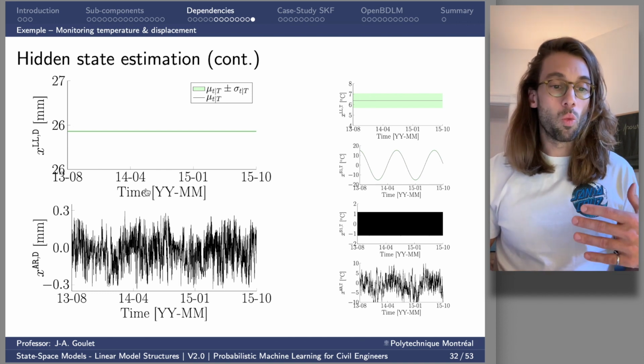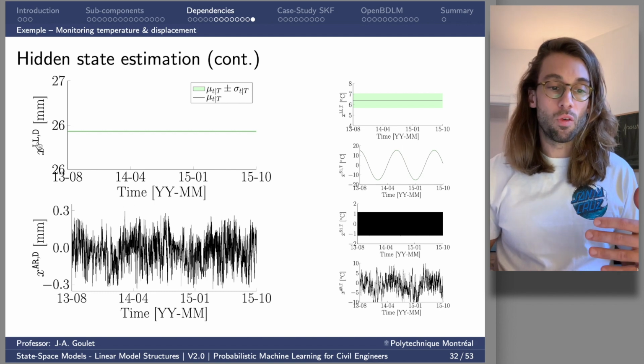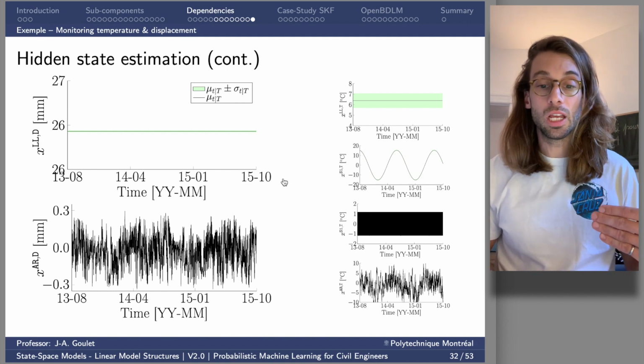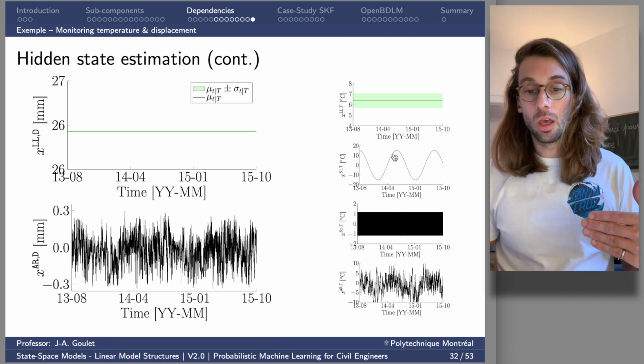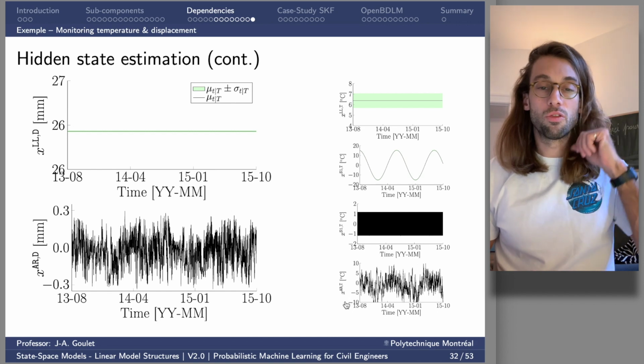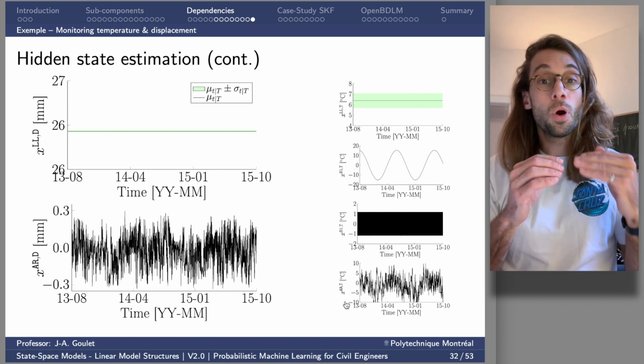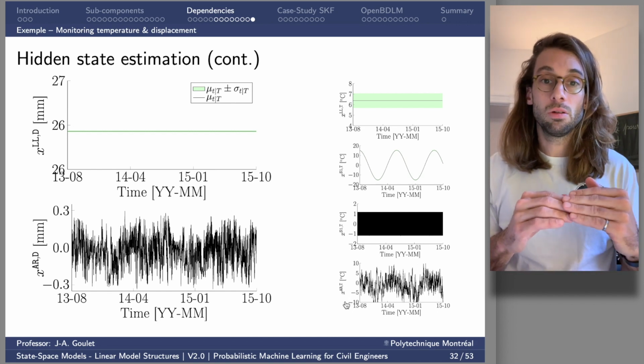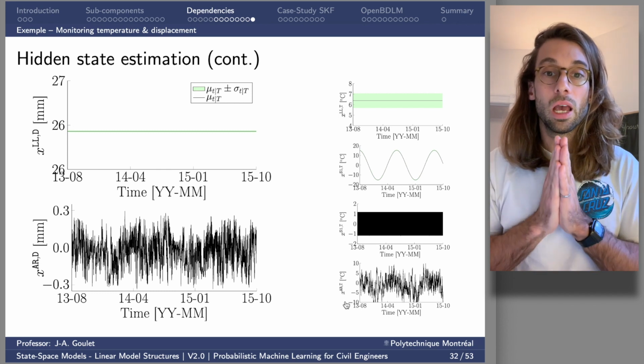So here, why don't we have any periodic phenomena for the displacement? It's because this one is all explained by the long-term seasonal effect from the temperature, or the short-term seasonal effect from either the daily periodic component or the autoregressive component from the temperature. So we can put in relation several time series in order to jointly analyze them.